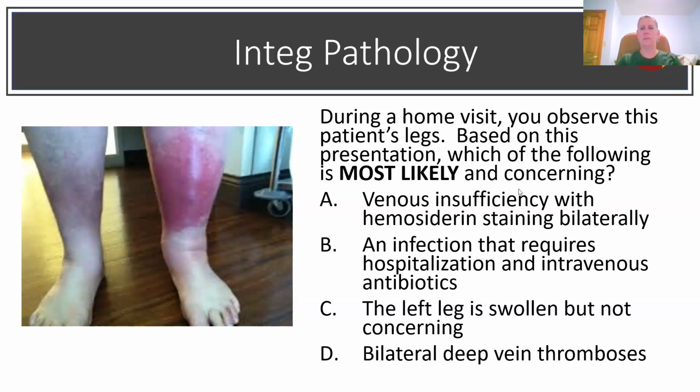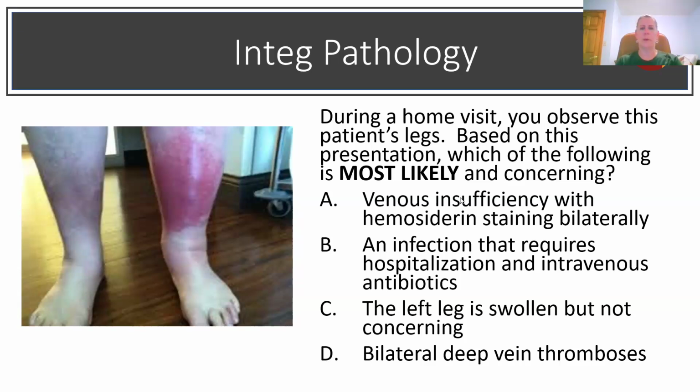Okay, we got to mix this stuff here. All right, so let's go through this one. Is it most likely they have venous insufficiency? Yeah, it looks like they do have venous insufficiency, and they do have hemosiderin staining. I see that on the right. It's probably also on the left.